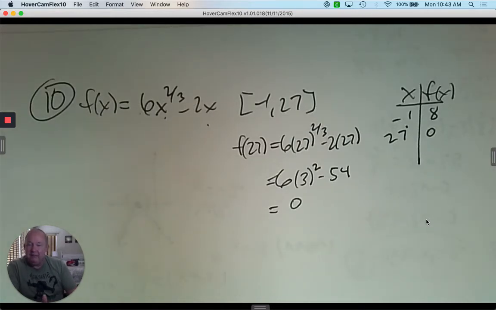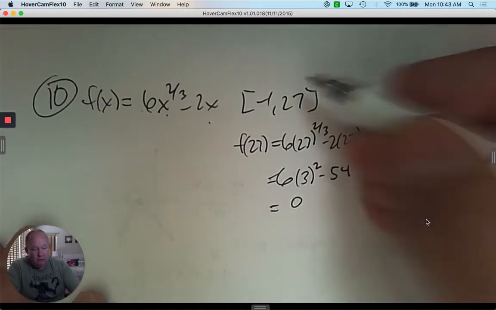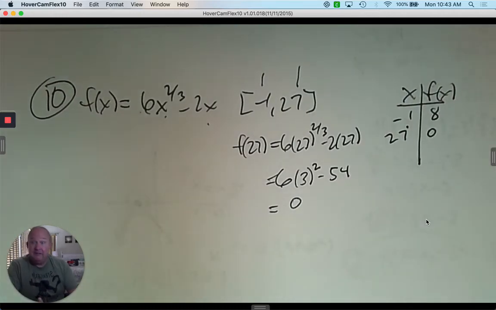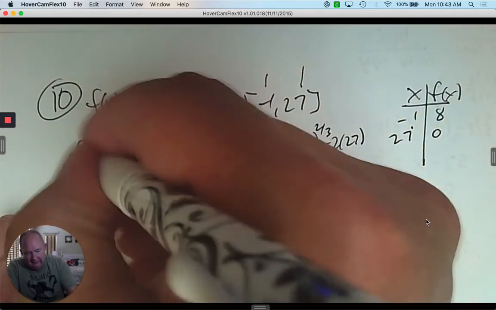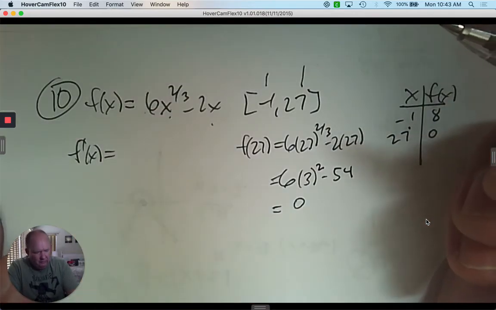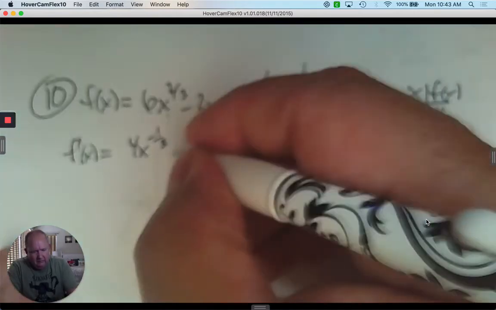So we already know the end values of the interval. We need that for absolute. If you're asked for absolute maximum, absolute minimum, it includes the ends. And we plug in and see what those values are. But we're not done. We need to take the derivative. So we're going to take the derivative here. So the derivative of this, 2/3 times 6. Did we already do this one on the last one, right? We did. So this is 4x to the negative 1/3 minus 2.